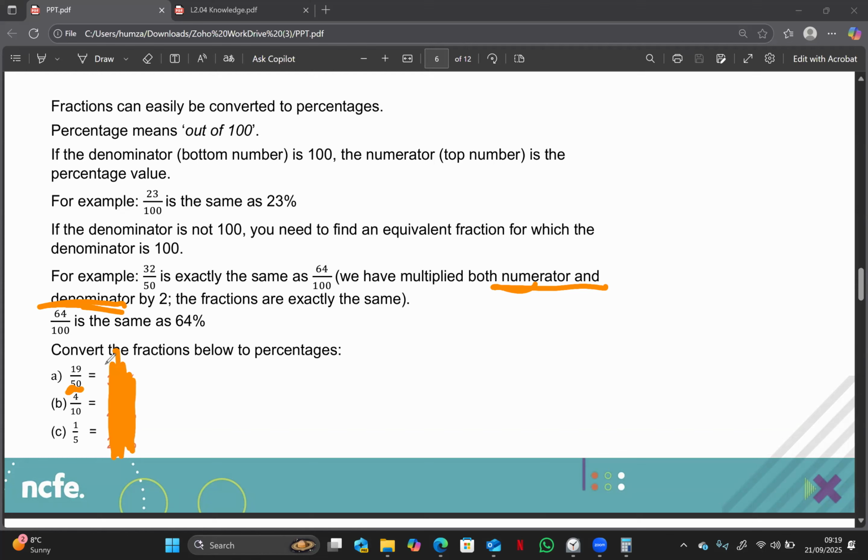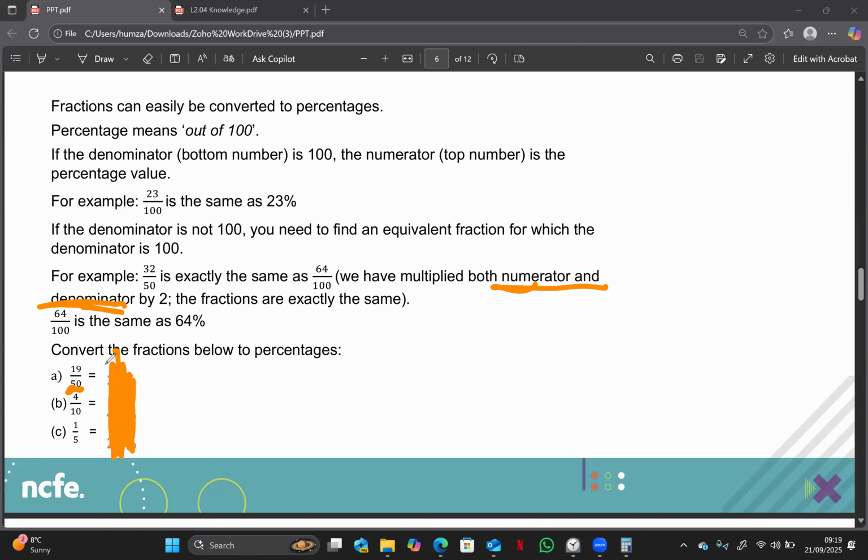Is it 2? 50 goes to 100 by 2. Yeah. So what do you do? What's the operator you use? Like, is it adding, subtracting, dividing, multiplying? Which one do you use to make 50 go to 100? Like, how do you get from 50 to 100? I know you can add 50, but here, what would you use? Would you use multiplication? 50 will go to 100 by multiplying by 2. So 19 times 2 is 38. A.